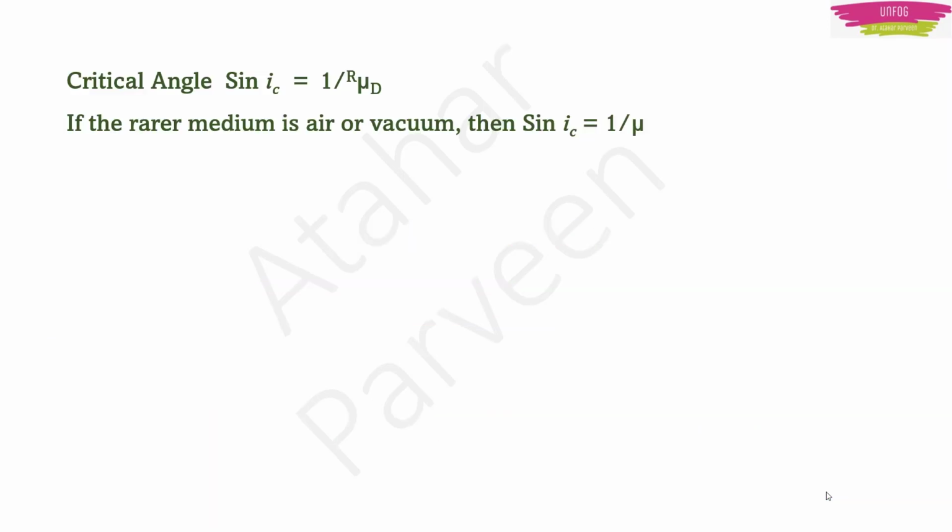Now we shall talk about this critical angle. If you want to find the critical angle, the formula is sin i_c equals 1 upon mu. This mu is the refractive index. I have written here R and D because it is the refractive index of the rarer medium with respect to the denser medium. Or if the rarer medium is air or vacuum, then you simply say that sin i_c is equal to 1 upon the refractive index of that medium. i_c is the critical angle.